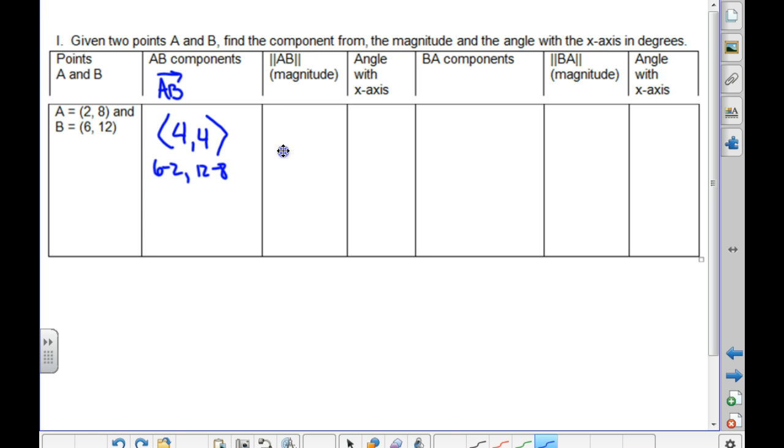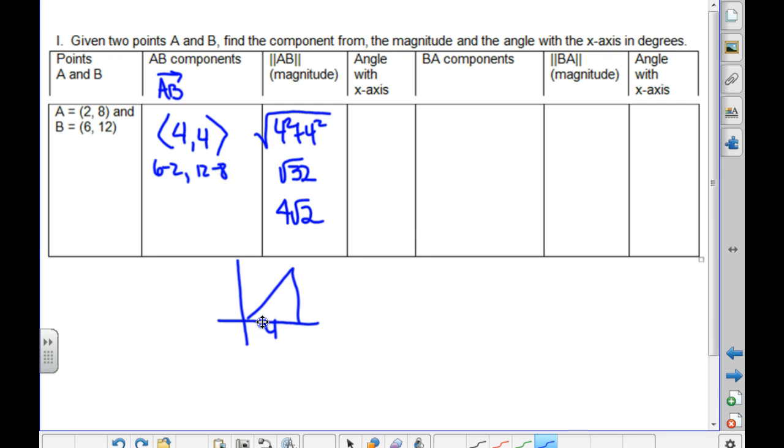Did you get 4, 4? Okay, if we do the Pythagorean theorem, some of you will recognize that right away, but it's the square root of 32, which is 4 square roots of 2. It's a special right triangle. If you have two legs that are both 4, it is a 45, 45, 90. You can do inverse tangent, though.